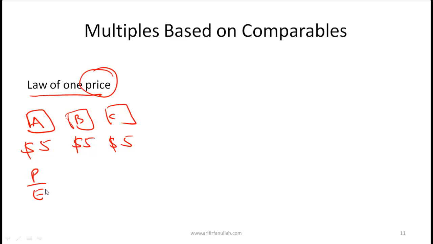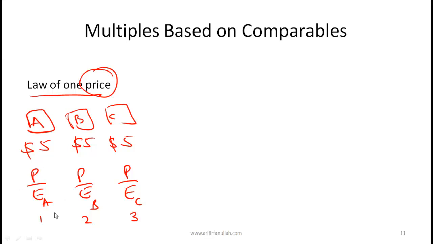So the PE ratio of A and the PE ratio of B and the PE ratio of C should be the same, as long as all these 3 companies are very similar. And essentially what that is saying is, the earnings of A, earnings of B, earnings of C can be different, but if earnings of A is 1, earnings of B is 2 and earnings of C is 3, then the price should increase in proportion to the earnings, and hence the PE ratio should be the same.